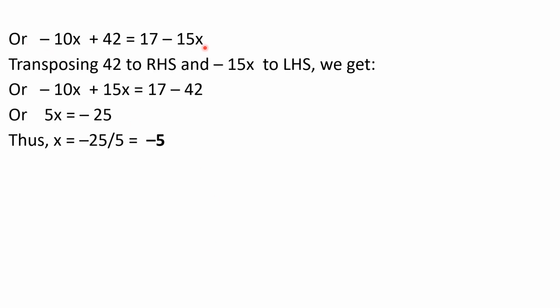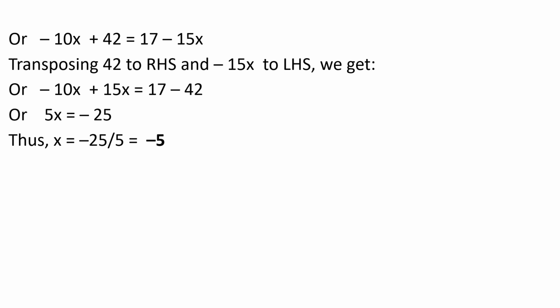So we repeat this. And now this is the constant term 42, we transpose to the right hand side, minus 15x is the variable term, we transpose it to the left hand side. So transposing 42 to the right hand side and minus 15x to the left hand side, we get minus 10x plus 15x is equal to 17 minus 42. So minus 10x plus 15x is equal to 5x is equal to 17 minus 42 is minus 25. So x is equal to minus 25 by 5. 5 5 the 25 and minus sign. So x is equal to minus 5.